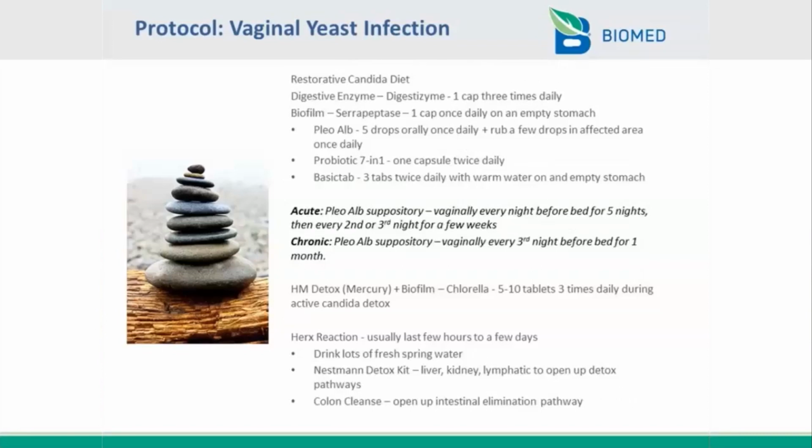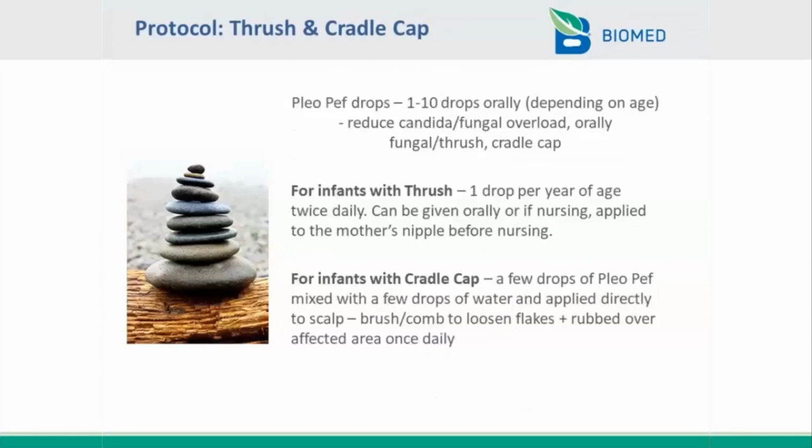If it's more of a chronic problem and not an active infection, then the Pleoalb suppositories would be used instead, every third night before bed for 1 month, or basically for 1 box. And then finally, we've got cradle cap and thrush.